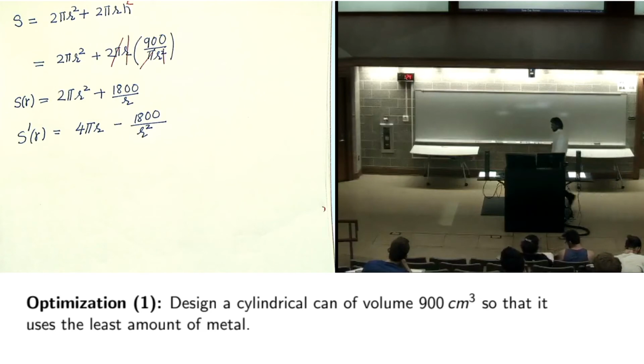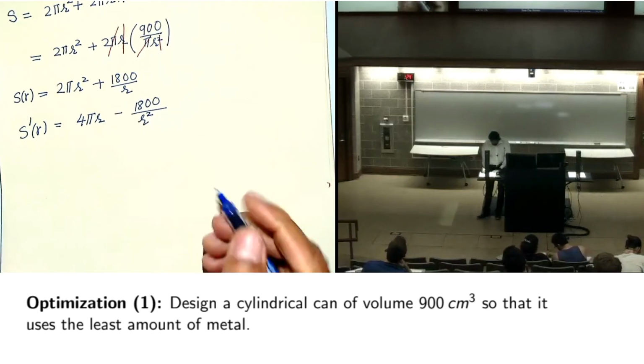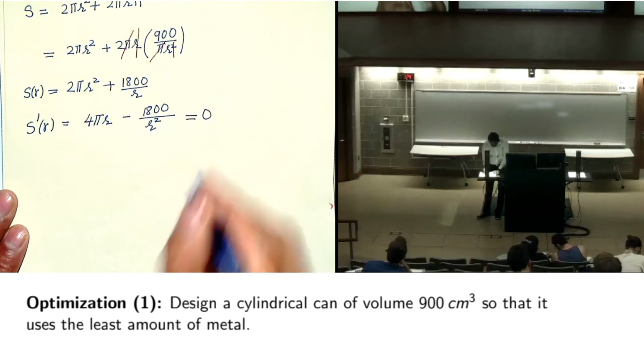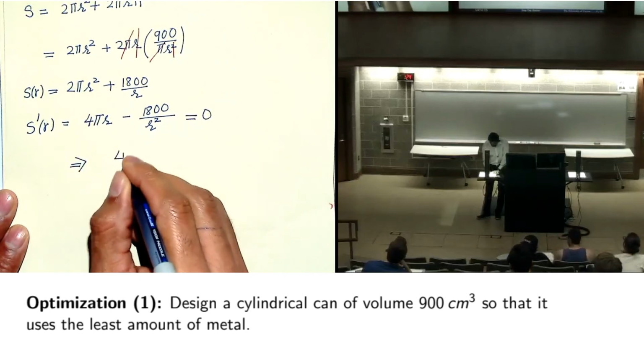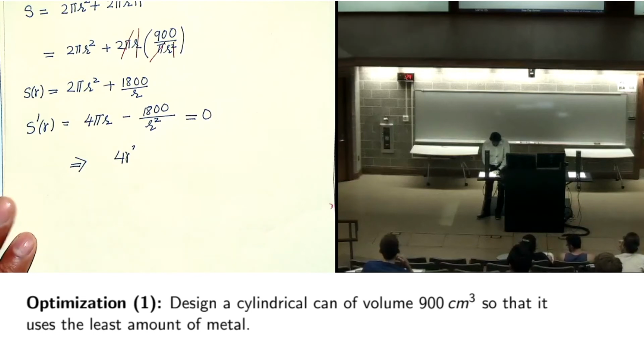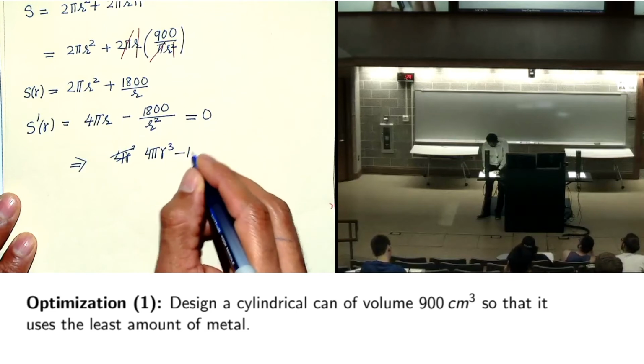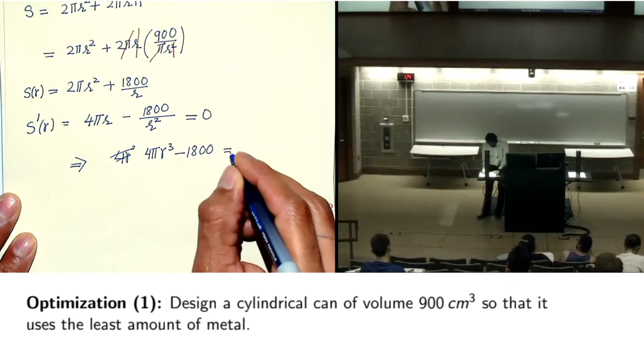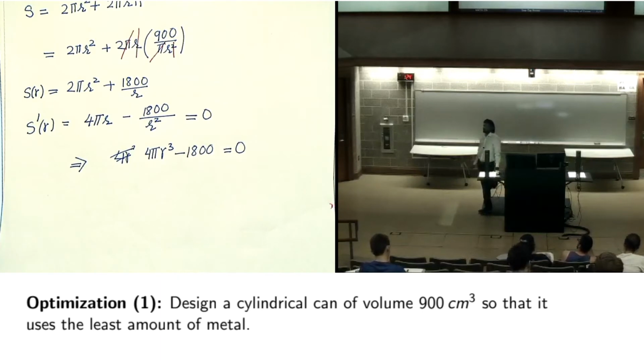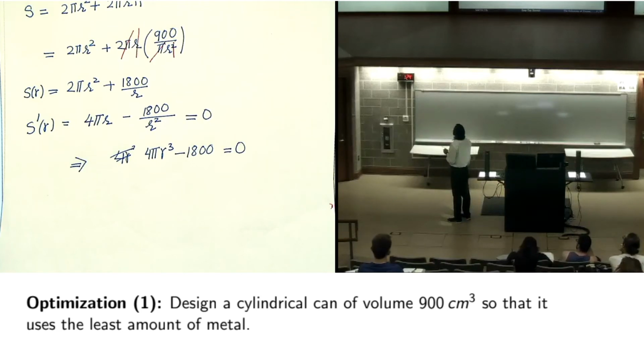If I set the derivative equal to 0, what do I get? I get 4 pi r cube minus 1800 is equal to 0. I just multiplied by r square to kill the r in the denominator. You can do that because r is positive. So I multiplied by r square, so this becomes r cube, that r goes away, and that's 1800 equal to 0.